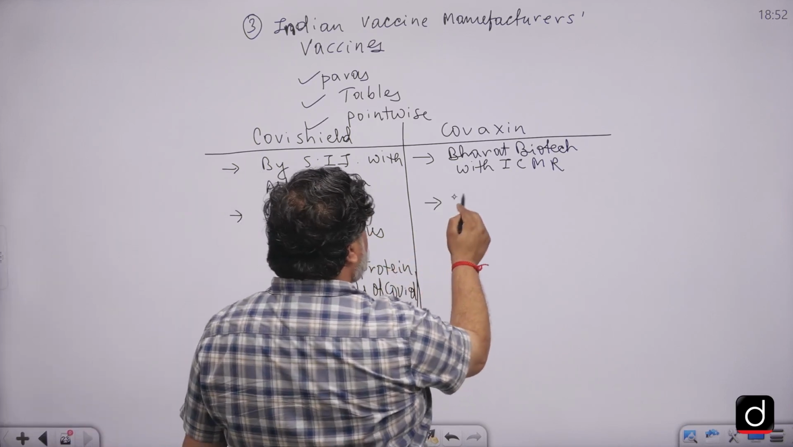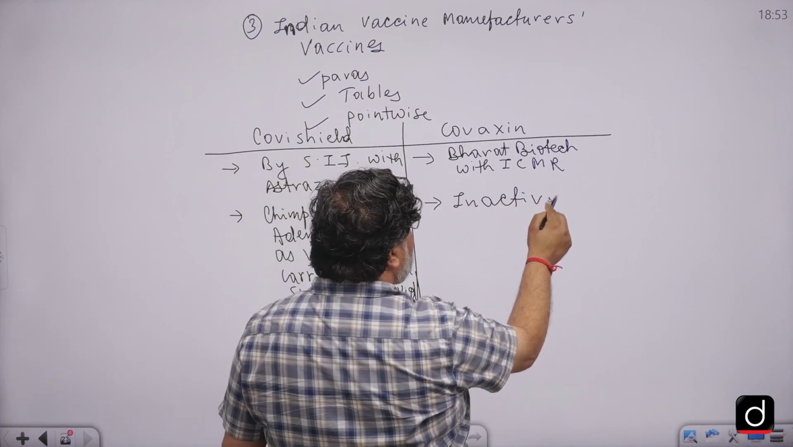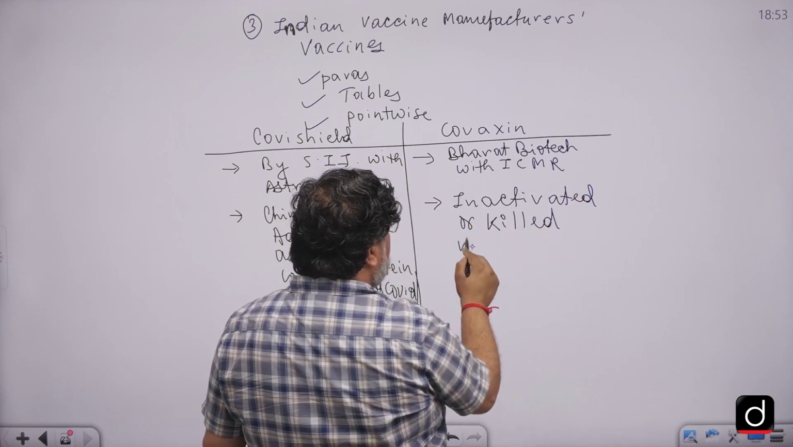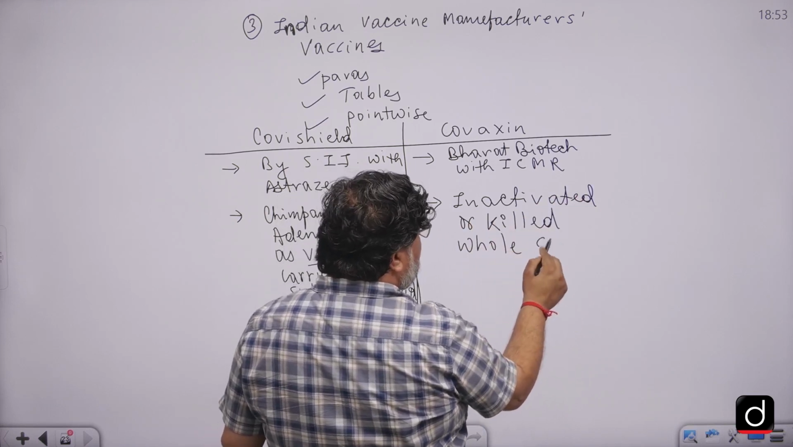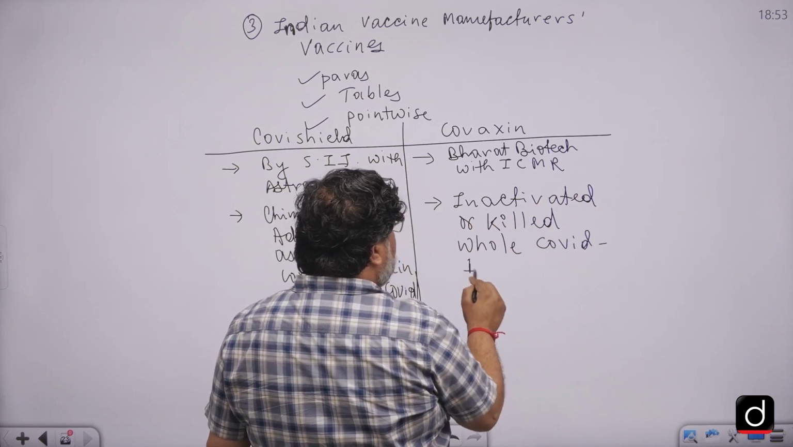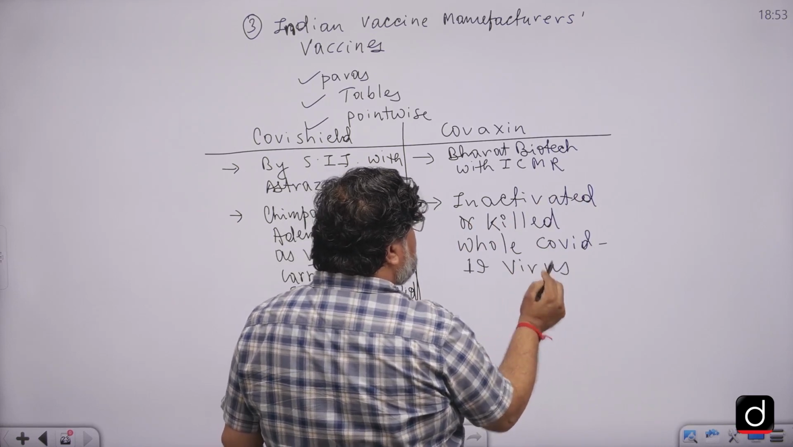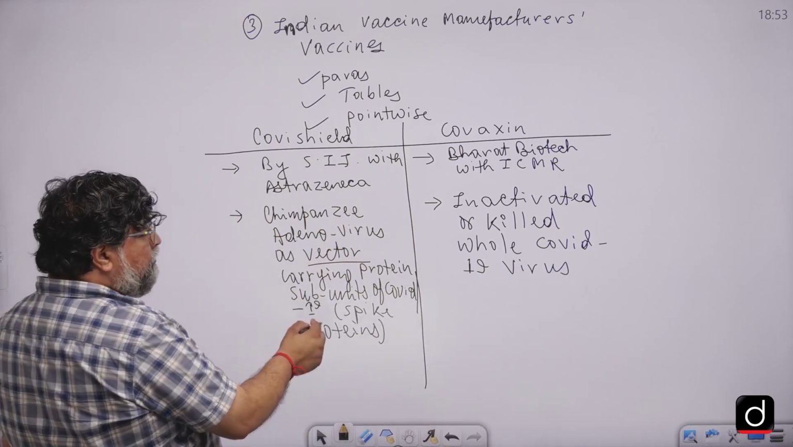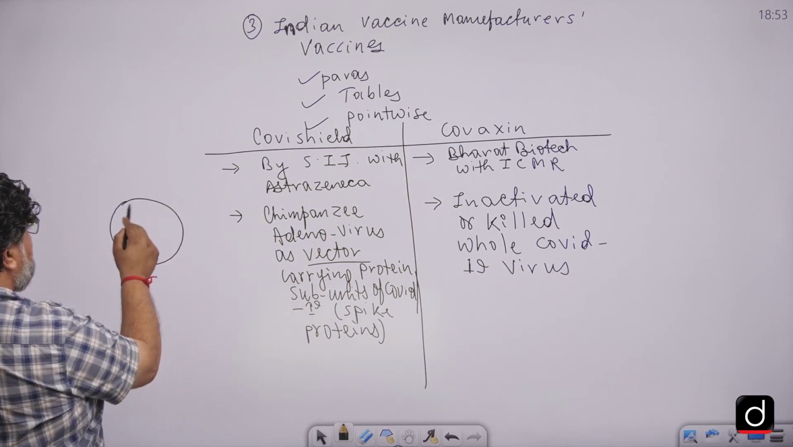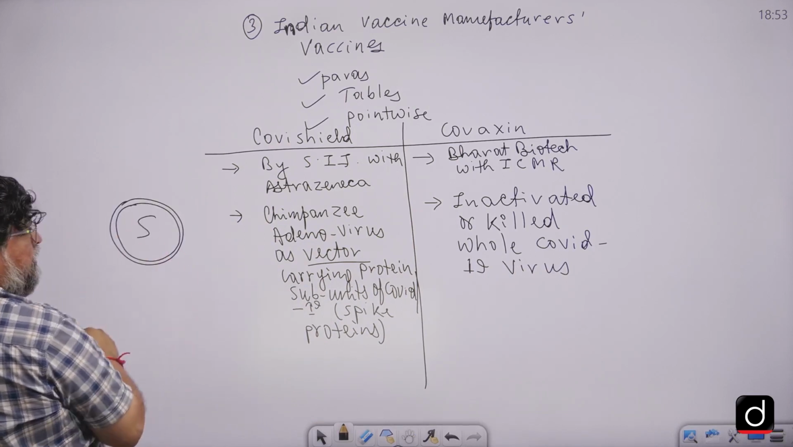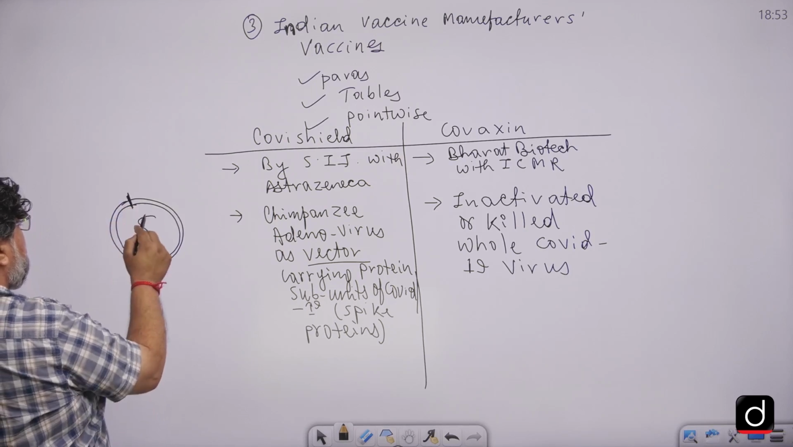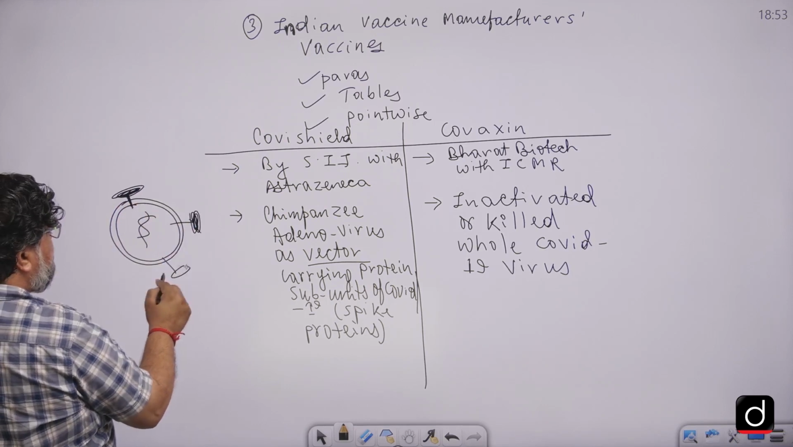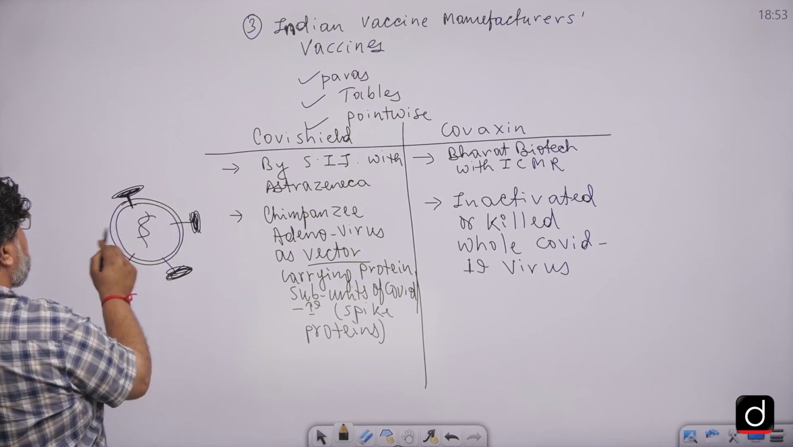Whereas here, what is there? It is the inactivated or killed whole COVID-19 virus. The real COVID-19 virus has been killed, and that is taken as a vaccine. Whereas in the other one, we have taken the adenovirus, with its DNA and the protein which it carries. This protein has been added through genetic engineering, or recombinant proteins.